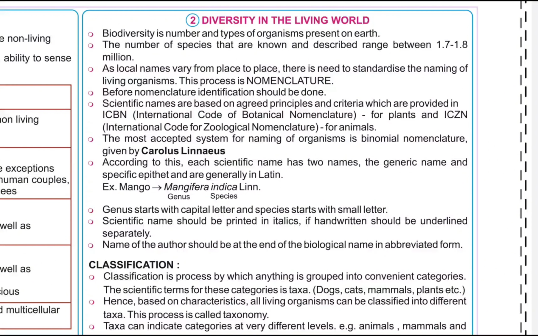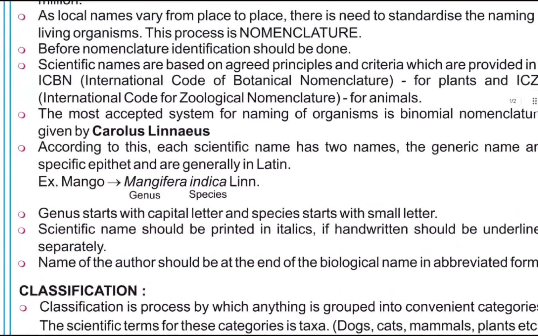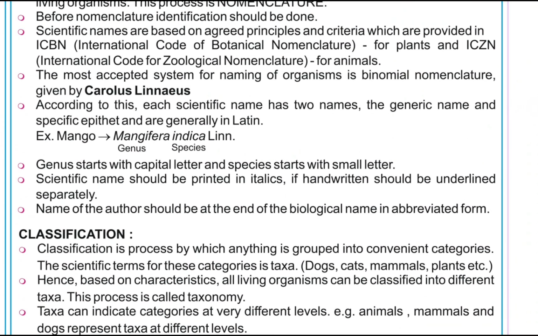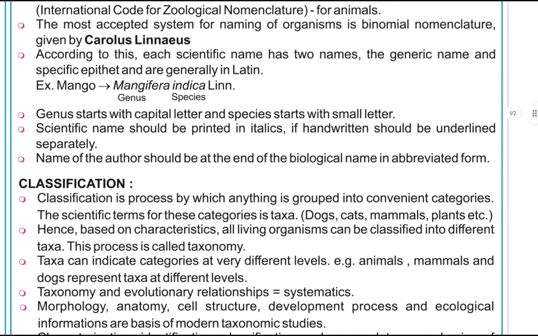As local names vary from place to place, there is a need to standardize the naming of living organisms. This process is nomenclature. Before nomenclature, identification should be done. Scientific names are based on agreed principles and criteria which are provided in ICBN, International Code of Botanical Nomenclature, for plants, and ICZN, International Code for Zoological Nomenclature, for animals. The most accepted system for naming of organisms is binomial nomenclature, given by Carolus Linnaeus.